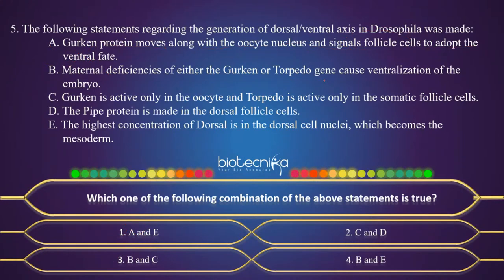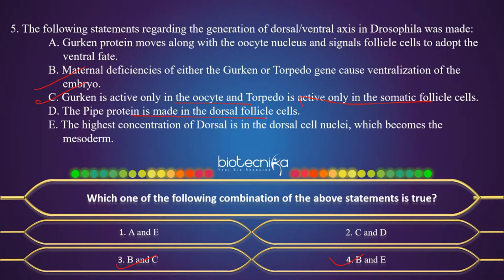So either 3 or 4 is correct. Gherkin is active only in the oocyte. That's right. The maternal Gherkin is important and torpedo you will find in the follicle cells. Yes, Sangeeta, Anoop, Debanjan, all of you are right. Very good. So C is correct. That's all. BNC, you have your answer.